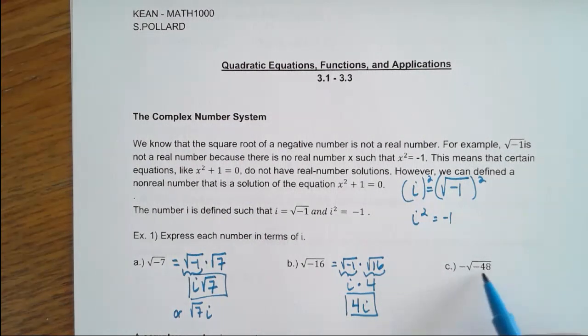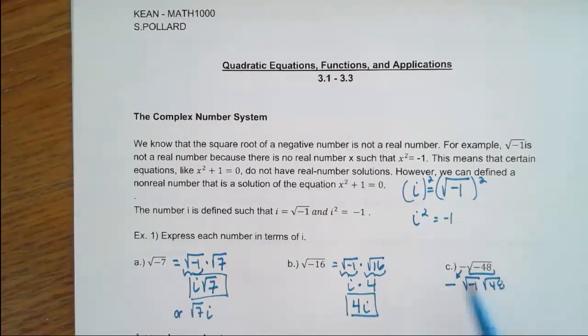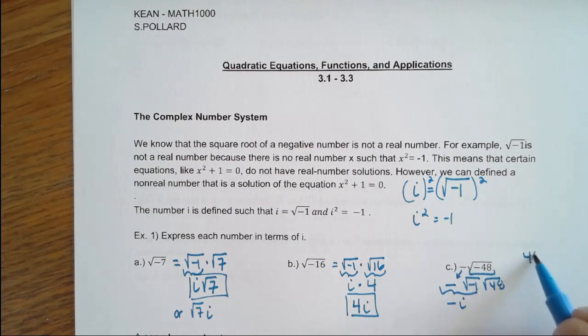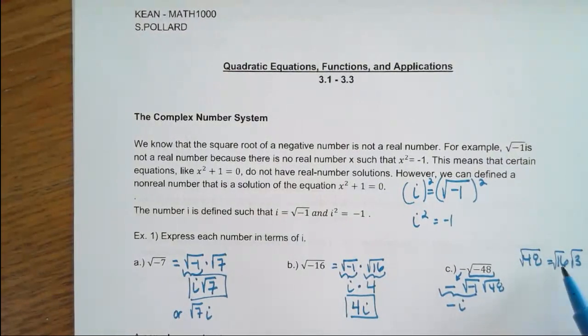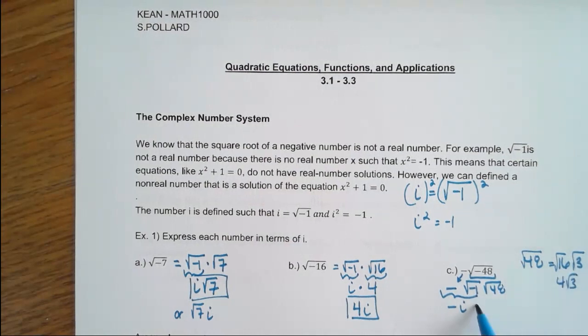Now, we can do a little bit of work here as well. So this negative is just going to hang around for a second. And then this becomes the square root of -1 times the square root of 48. So this piece here, you have a negative and you have an i. And then the square root of 48, you can break down more, right? So 48 is the same thing as 16 times 3. So the square root of 48, we can break down into root 16 times root 3, which is 4 root 3.